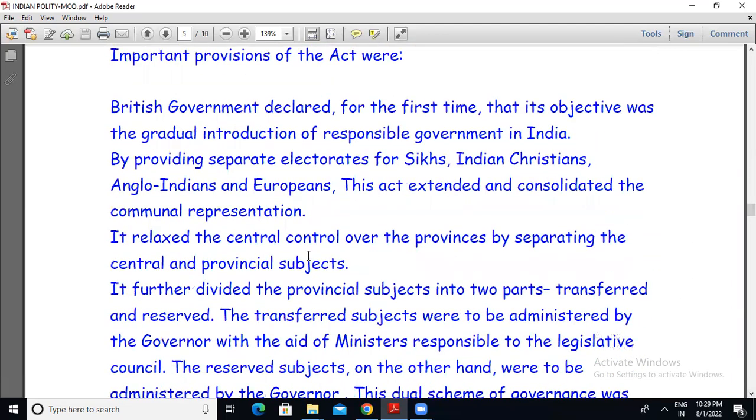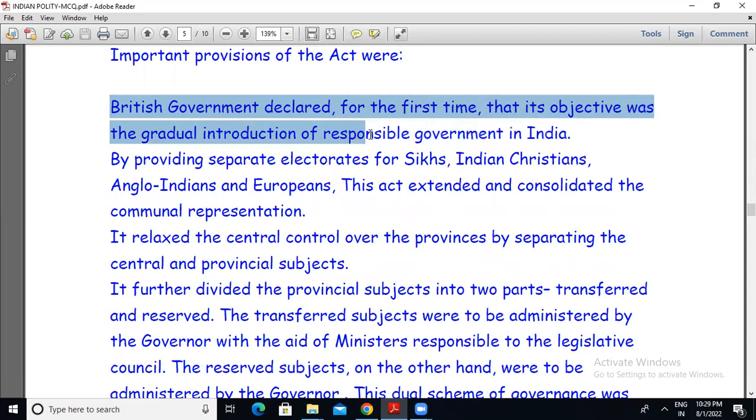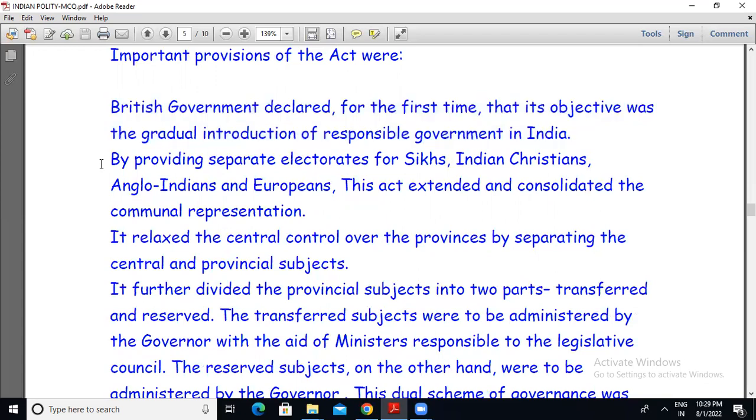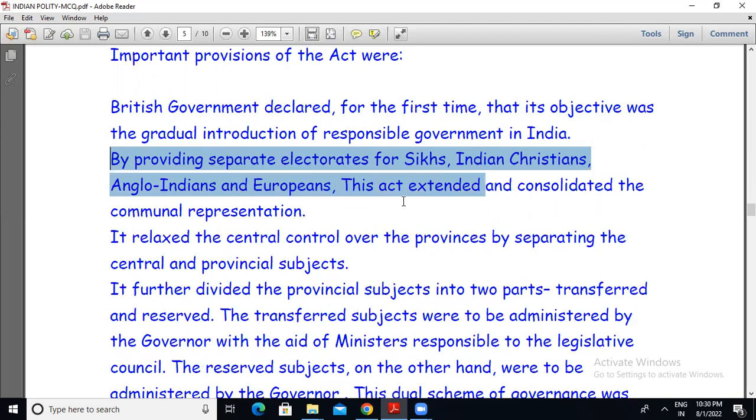Each of them you have to remember. Important provisions of this Montagu-Chelmsford reform 1919. First one, British government declared for the first time that its objective was the gradual introduction of responsible government in India. So responsible government by providing separate elections for Sikh, Indian Christians, Anglo-Indians, and European. This act again extended and consolidated the communal representation. So communal representation now been again extended from Muslim to include Sikhs, Christian, Anglo-Indians, and Europeans.